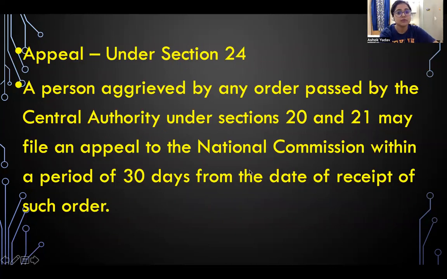Now, let's read about the appeal. Section 24 is talking about appeal, which is saying any person aggrieved by any order passed by the central authority under Section 21 may file an appeal to the National Commission within a period of 30 days from the date of receipt of such order. Right? If there's an order passed by the central authority, you're not satisfied, then you will be given 30 days time to file an appeal to the National Commission.